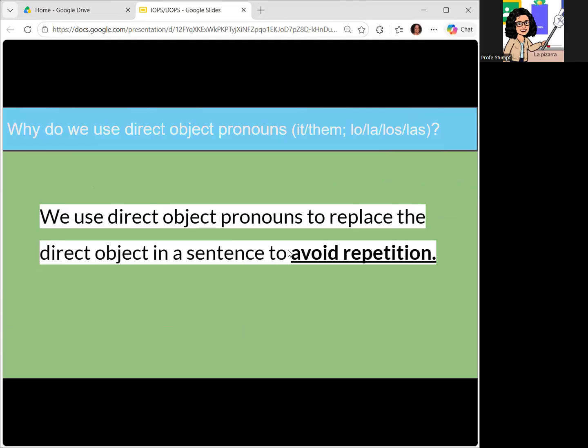So before you can replace an object with a pronoun, with a direct object pronoun, or subject or another pronoun, you have to be able to find it. That's why I presented those sentences with the highlight. So you've got to look at each sentence and identify them and figure out what or who is receiving the action of the sentence. And this is the purpose that we do this. We use direct object pronouns to replace the direct object in a sentence and avoid repetition.